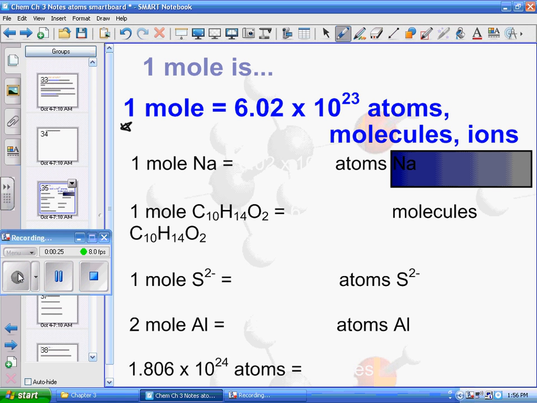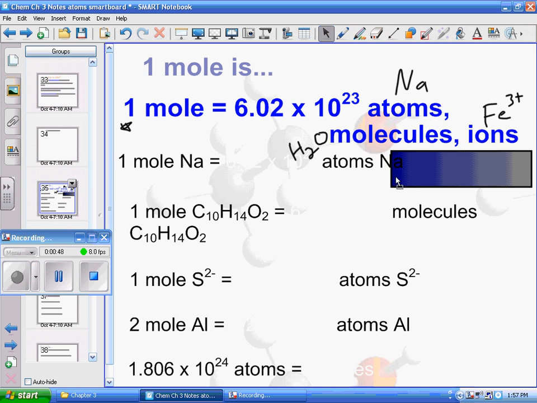Now, they're very small things. Those are atoms, molecules, or ions. So atoms could be the sodium atom. It could be a molecule like the water molecule, or it could be ions like the iron 3 plus ion. So it doesn't matter what it is, but when we talk about moles, we're talking about things that are very small, okay?